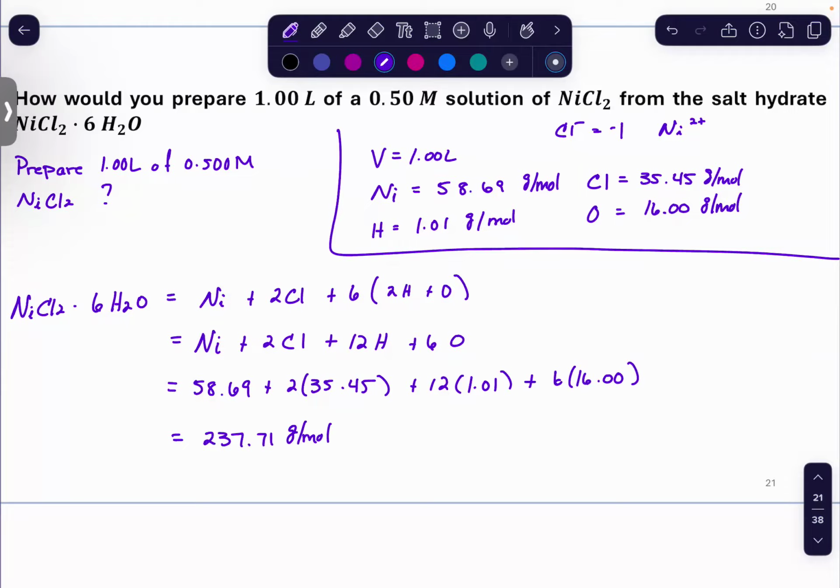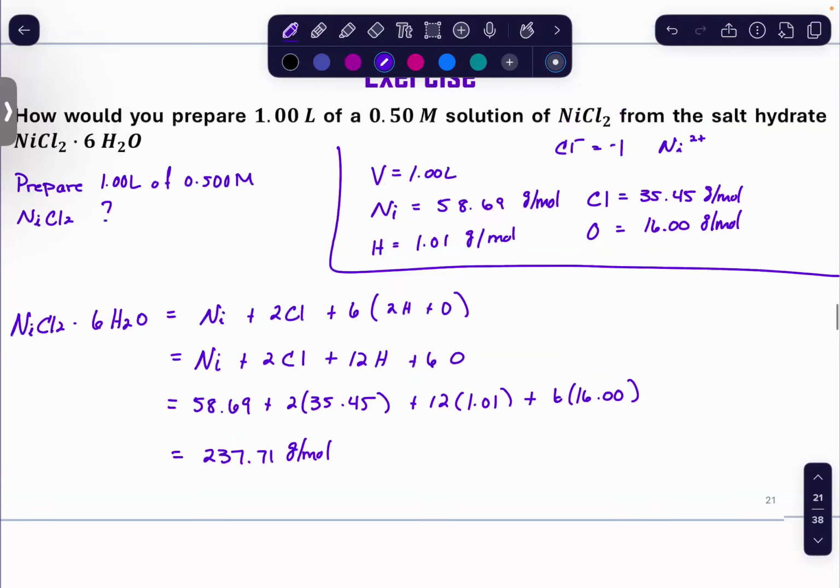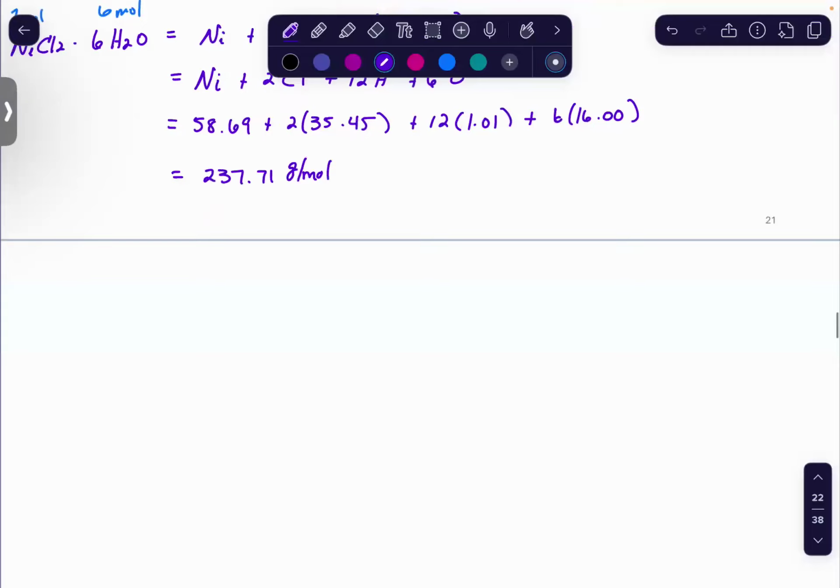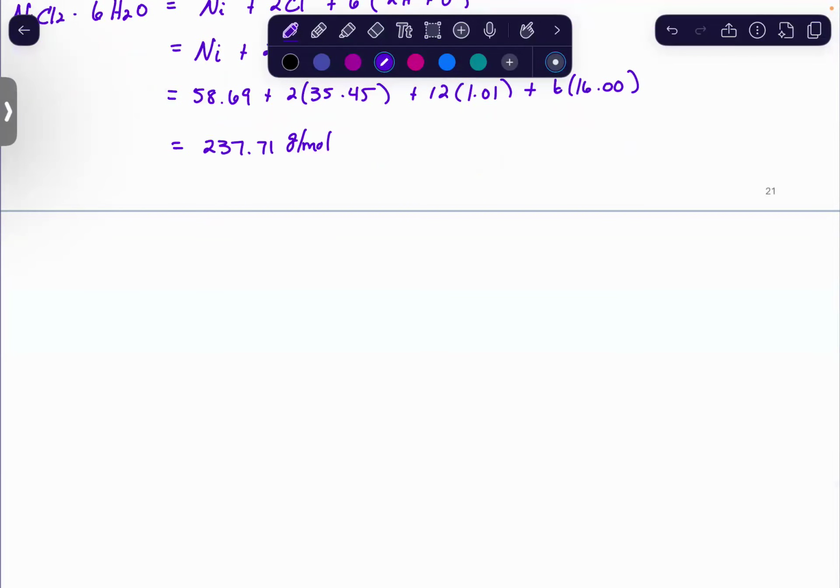And so we know in 0.5 molar nickel 2 chloride, we have to have 0.5 moles. And again, using this entire molar mass will ensure that we get the proper number of moles. Because all we need is 0.5 moles of the hydrate, because you see for every mole of this hydrate, we get 1 mole of the nickel chloride and 6 moles of water. So again, if we just incorporate the entire hydrate, we'll get enough of the nickel chloride. Okay.